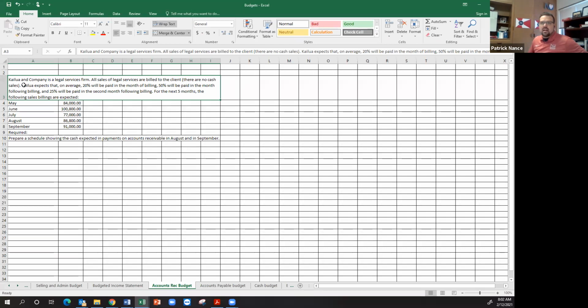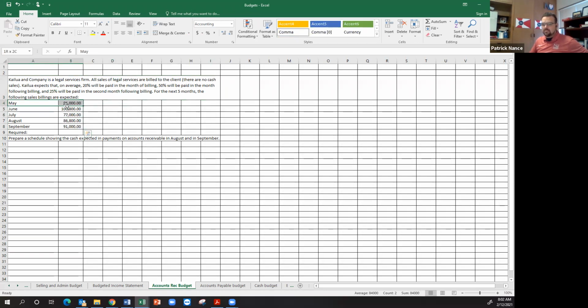It says, Kahlua & Company is a legal services firm. All sales of legal services are billed to the client. There are no cash sales. Kahlua expects that on average, 20% will be paid in the month of billing, 50% in the month following billing, and 25% will be paid in the second month following billing. For the next 5 months, the following sale billings are expected. So this is the monthly amounts that they're going to bill.